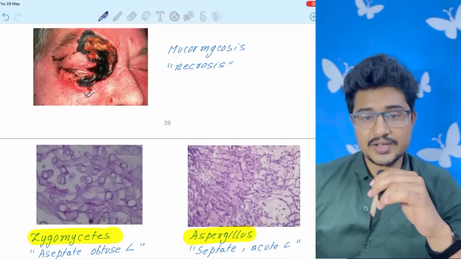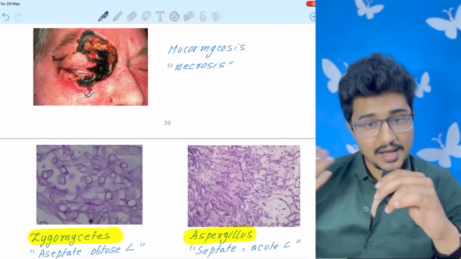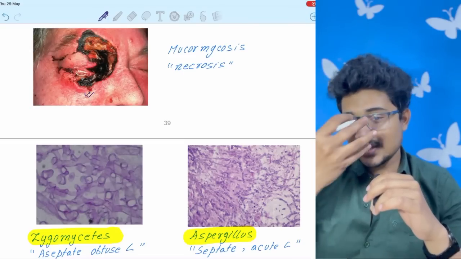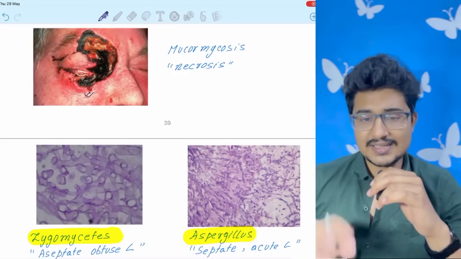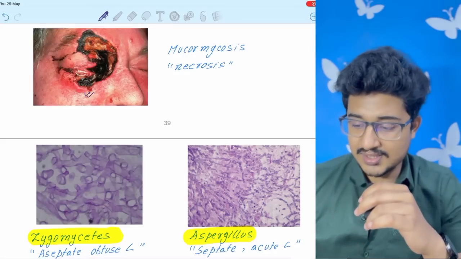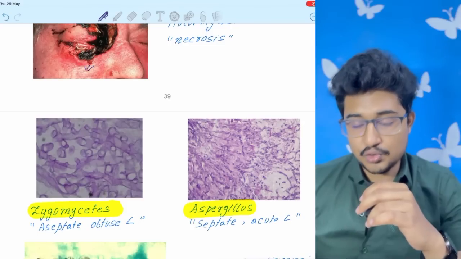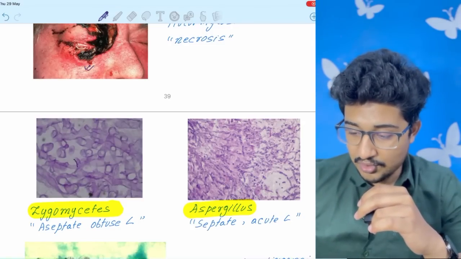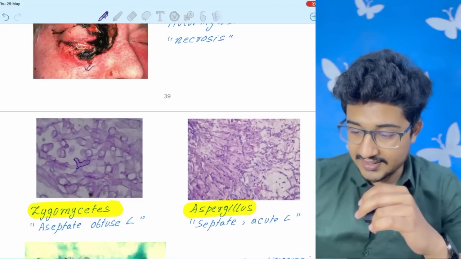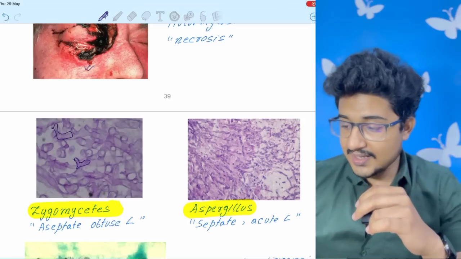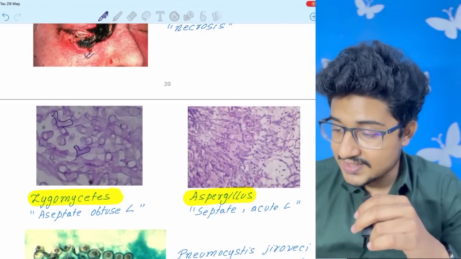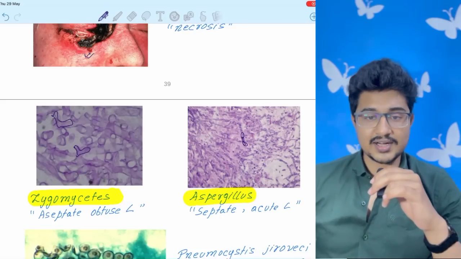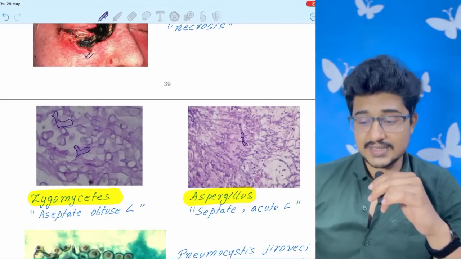Any case of immunodeficiency, sugar, on steroids, and having a black eschar in front of the face, then it is nothing but mucormycosis. In microscopy, the Mucor or the Rhizopus species will have aseptate obtuse-angle hyphae like this. And in case of Aspergillus, you will see septa, as you can see. Divisions are there. These are also asked in the INICET and NEET PG exam.